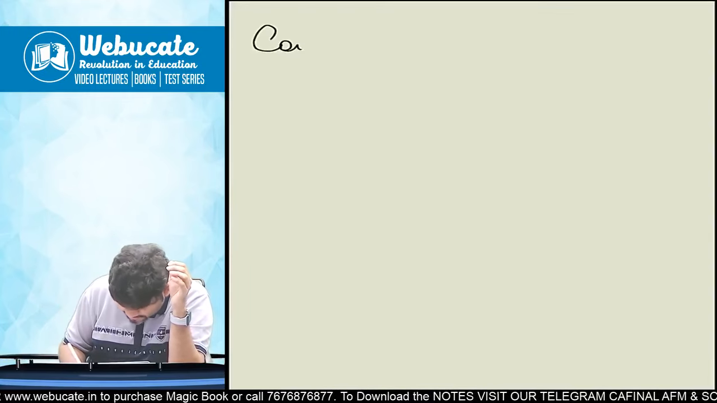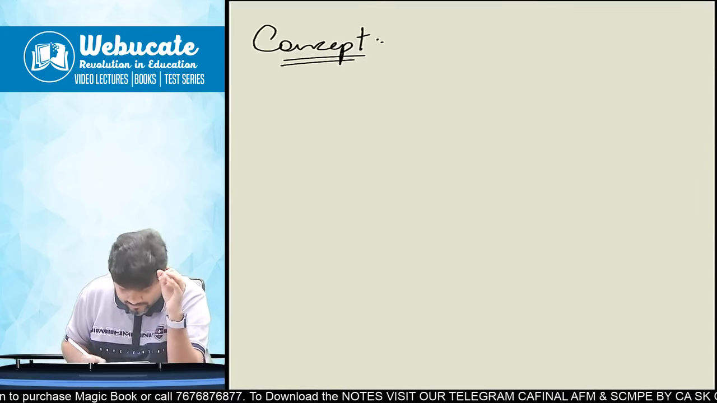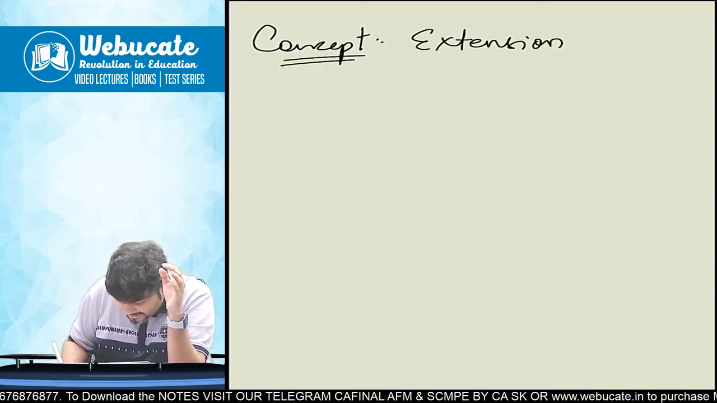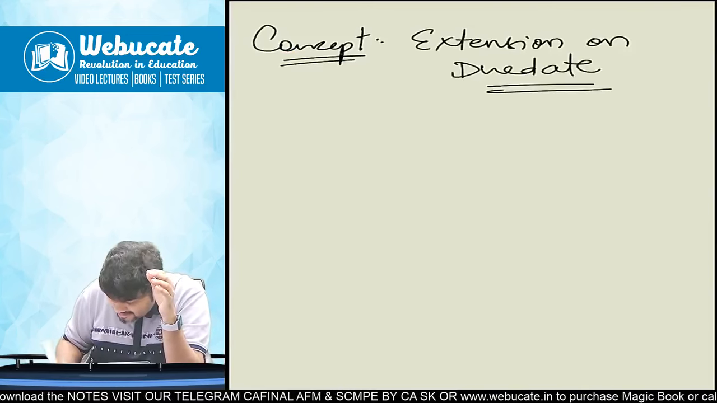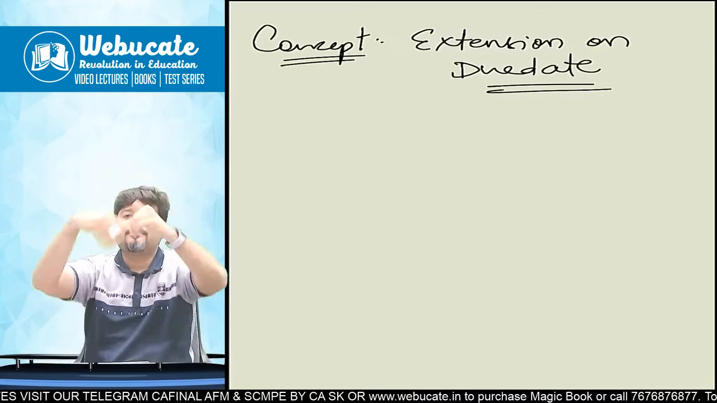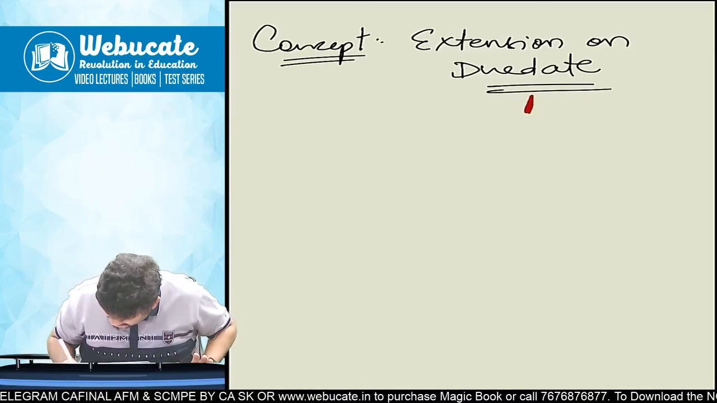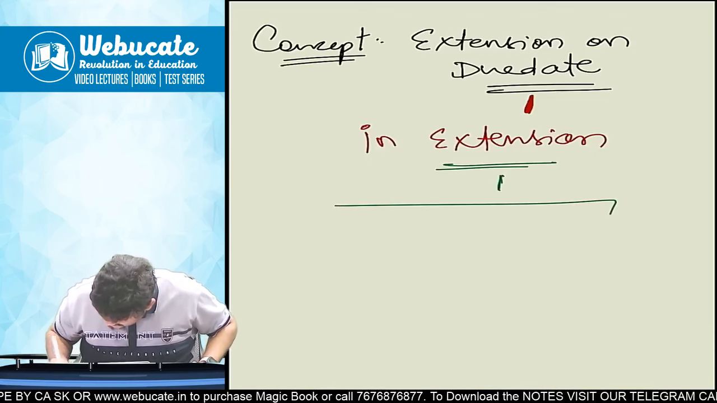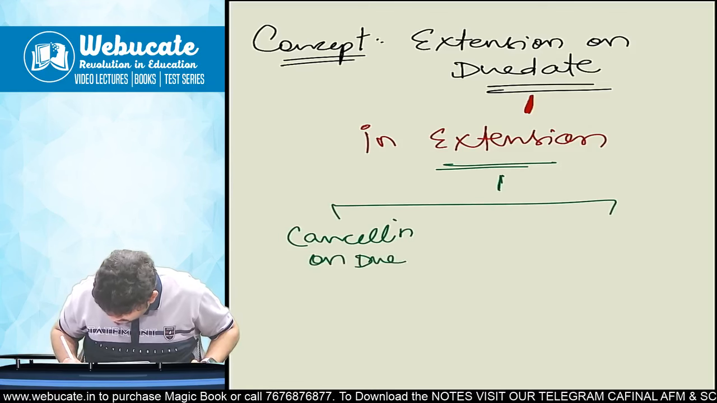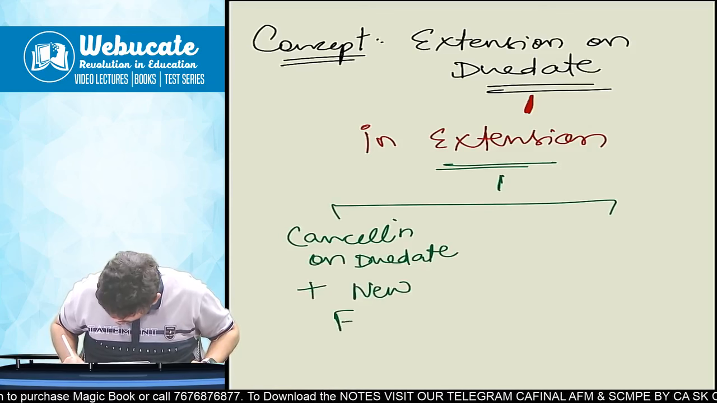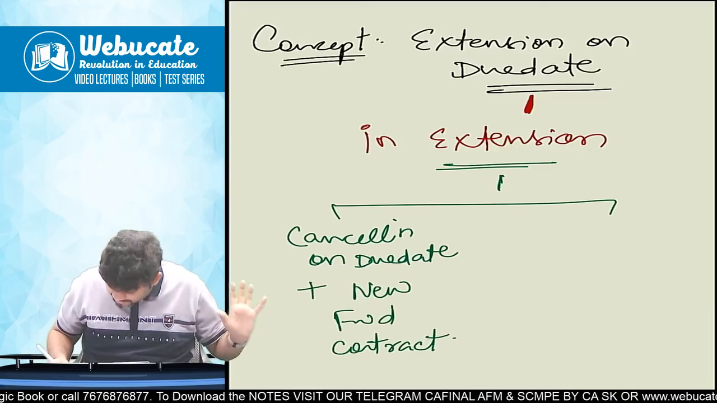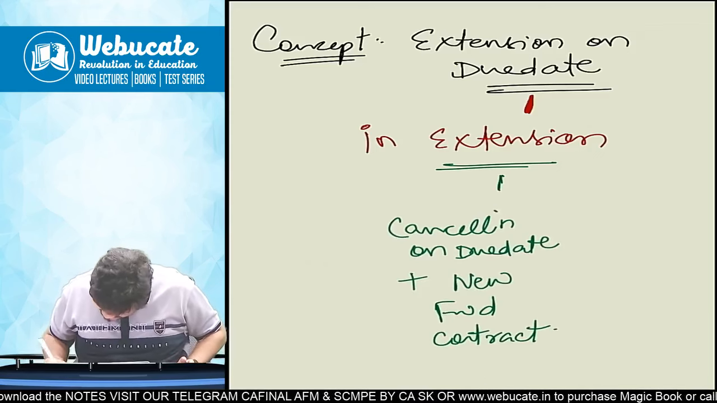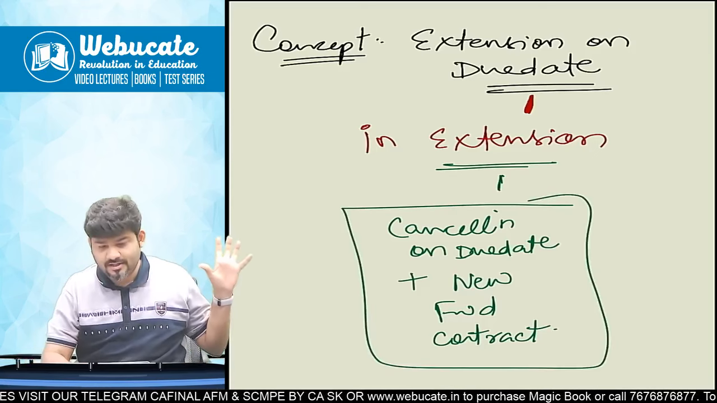Sure. Now we go on to the next concept, and that is extension on due date. On due date, he comes and says, I want to do extension. So, it's pretty simple. It is as good as cancellation plus new extension contract. In extension, what happens is cancellation on due date plus new forward contract. In extension, the concept is very, very simple. What is it? Cancellation on due date plus new forward contract. Please copy this down.